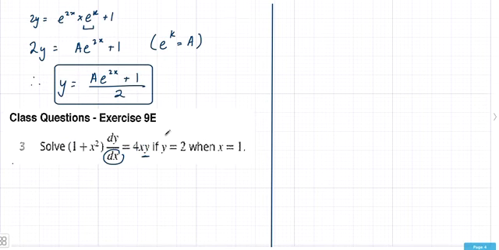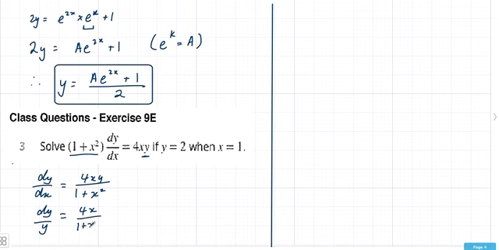I'm just going to get rid of the arrows. So we're going to do one thing at a time. First thing I'm going to do is take this over. So I'm going to have dy dx equals 4xy over 1 plus x squared. I'm now going to take the y underneath, and I'm going to bring the dx up in its place, like that. So what I've done there is just a swap between those two things. I'm going to, again, just rewrite that so it's a little bit easier to see. So we have that.